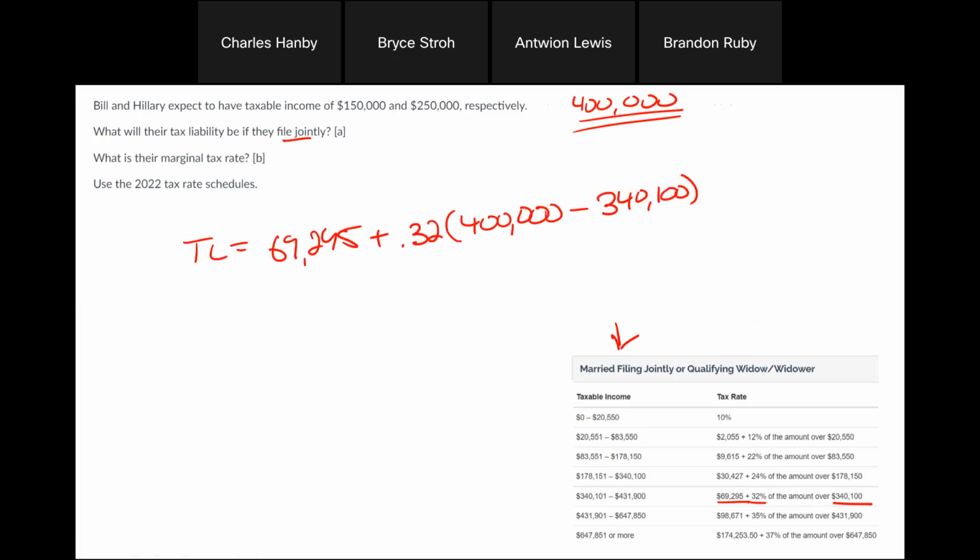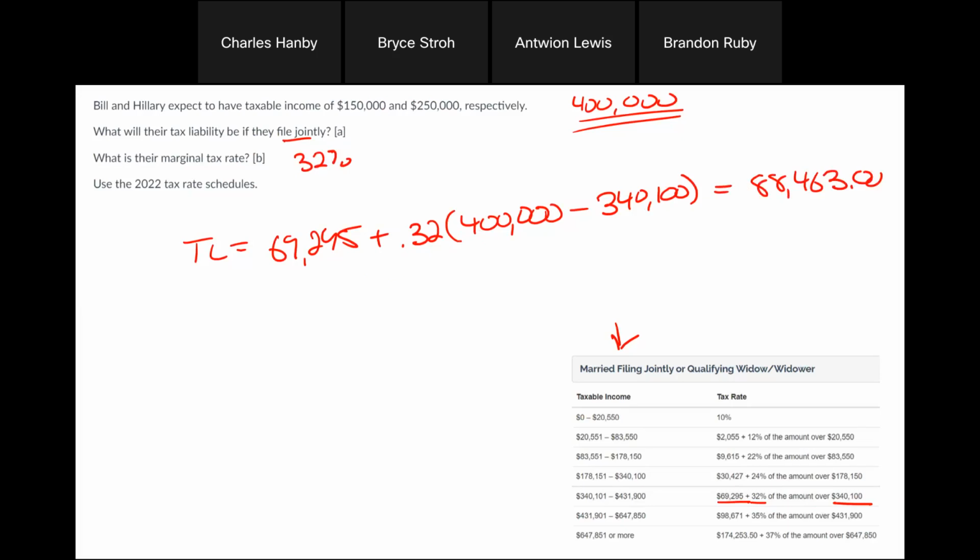So if you enter it on your calculator, I'll go over and do it in a second. But what you would want to do is this part first, and then add the 69,295. And you would use the parentheses, so you start with what's inside the parentheses. So that is $88,463. So their marginal tax rate is 32%.